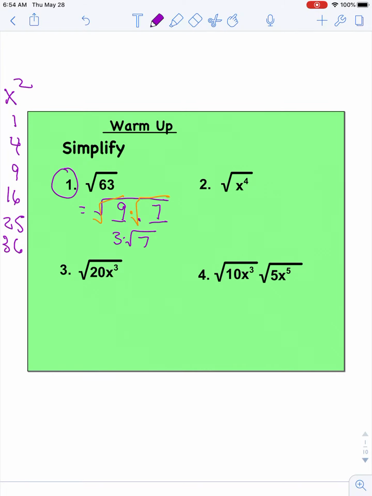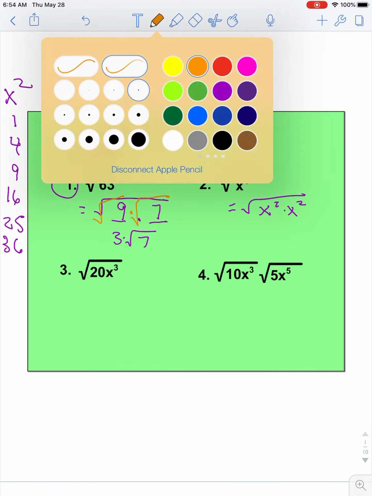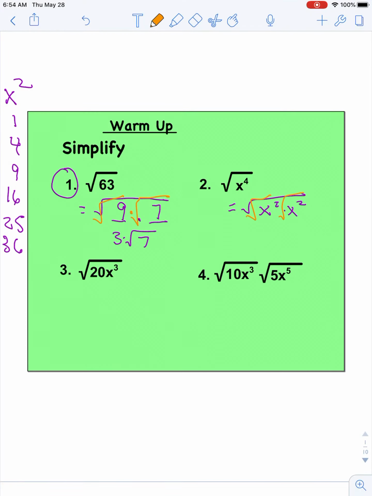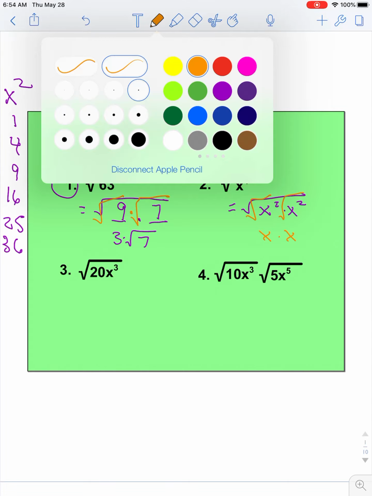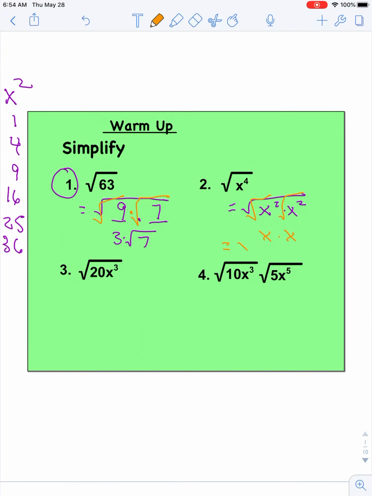When it gets to variables, x squared is actually a perfect square. So what I like to do is the same thing I just did, which is to separate that x to the fourth into perfect square factors of x squared, and then take the square root of each one separately. That gives you the square root of x squared, which is x, and the square root of x squared, which is x. So the square root of x to the fourth is x squared. There is the rule that I put out yesterday, which basically says if you have an even exponent, you just cut it in half.